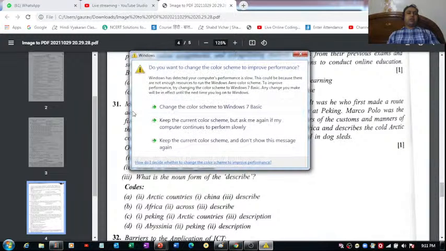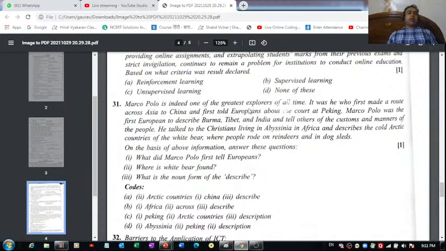31st is Marco Polo. Polo is indeed one of the greatest explorers of all time. We know that. It was he who first made a route across Asia to China, and first told Europeans about the court at Peking. Marco Polo was the first European to describe Burma, Tibet, and India and tell others of the customs and manners of the people. He talked to the Christians living in Abyssinia in Africa, and describes the cold Arctic countries of the white bear, where people rode on reindeer in dog sleds. On the basis of the above information, answer these questions.